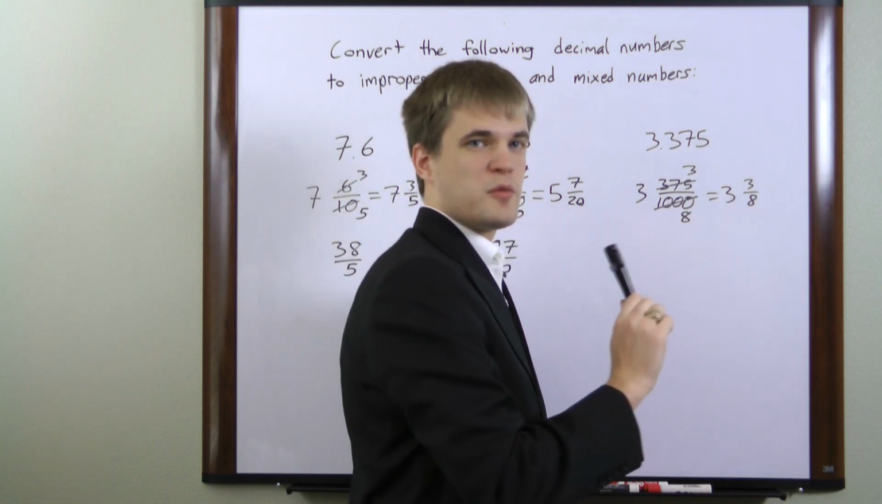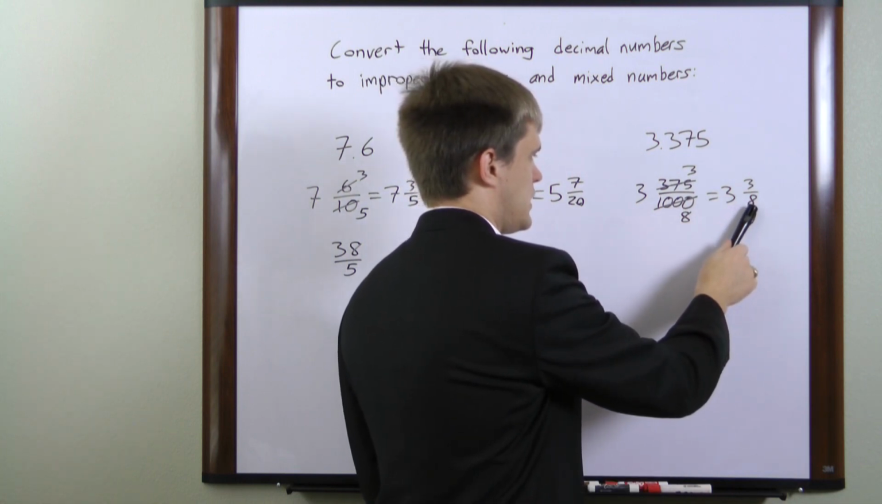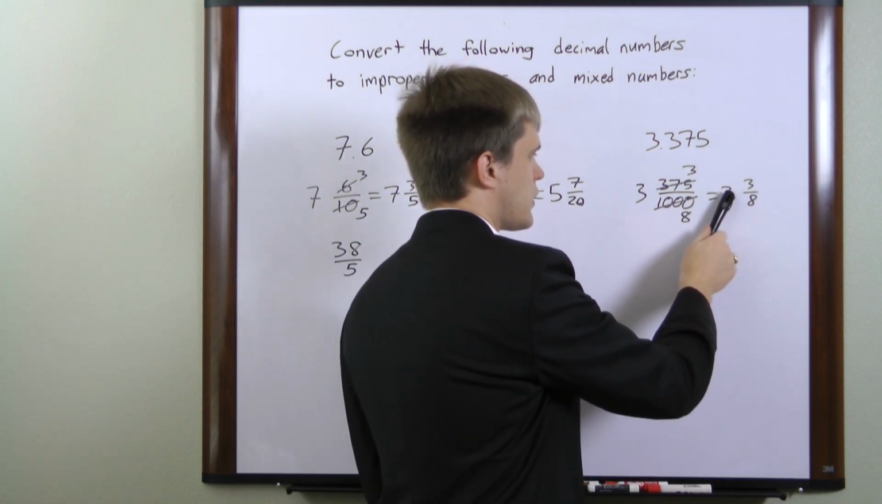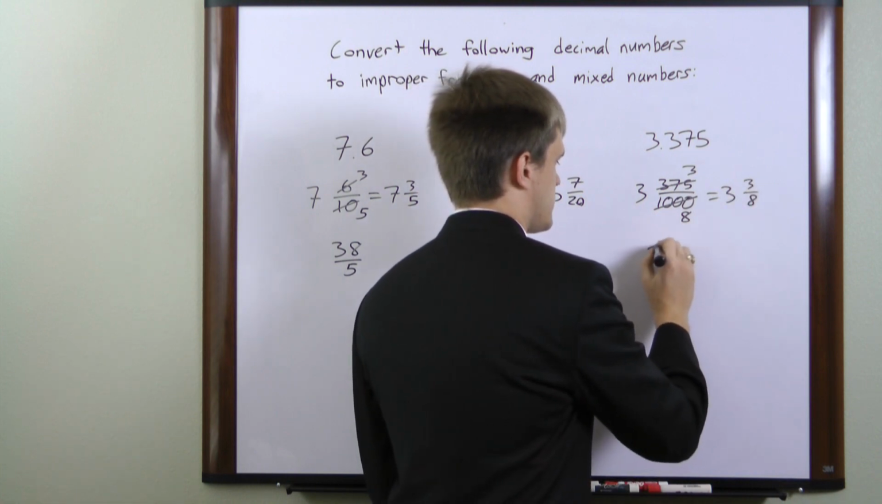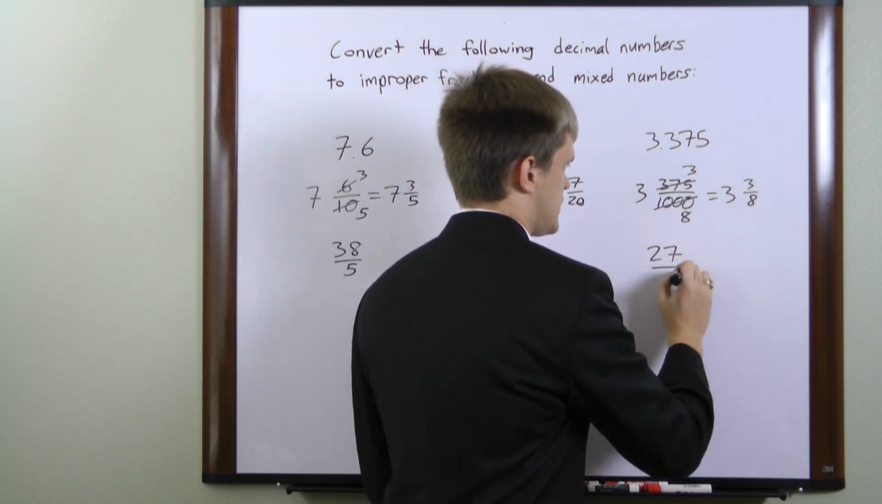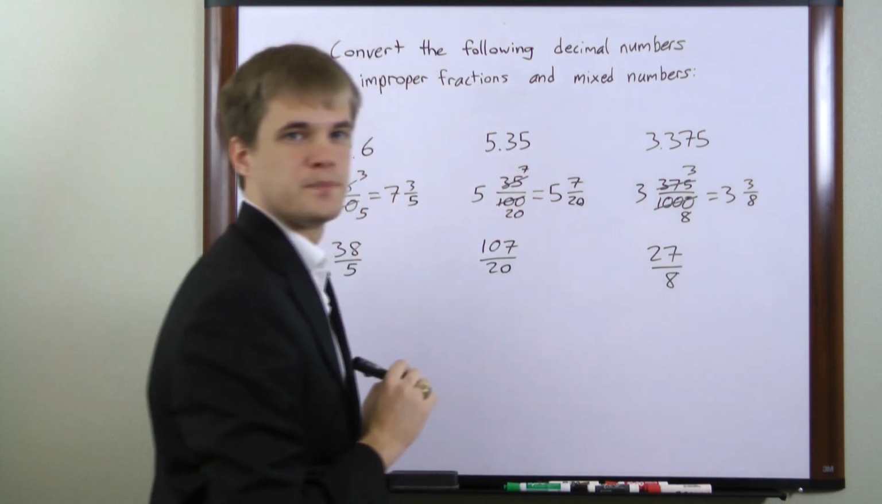Now to convert to an improper fraction, we'll once again multiply 8 times 3, which is 24, plus 3, which is 27. So we have 27 over 8.